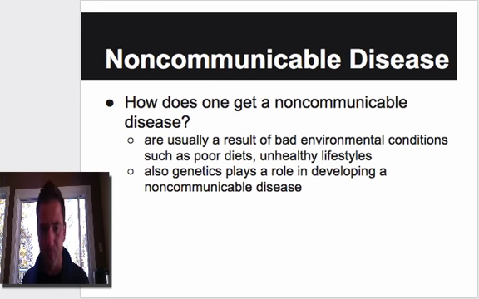Non-communicable disease. Now, these are usually a result of bad environmental conditions. So things like poor diets. How would I get diabetes? Well, maybe due to obesity, inactivity, poor diet, and such, unhealthy lifestyles. Okay, so that's ways that we can get these.